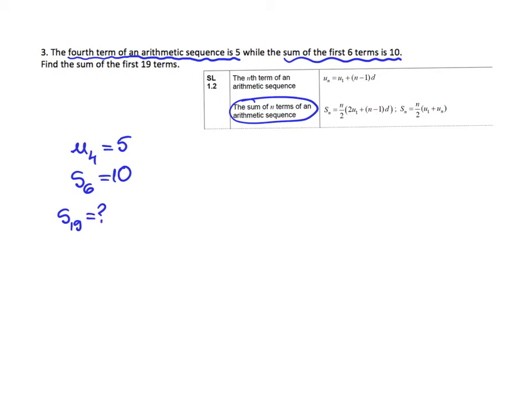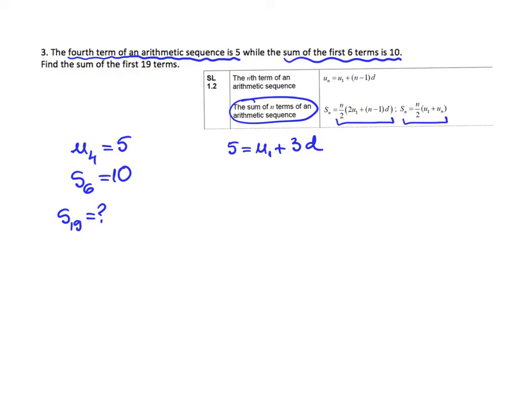I need to refer back to the two formulae in my formula booklet. And U4, which is 5, will be U1 plus n minus 1, 3D. S6, which formula shall I use now? That one or that one?